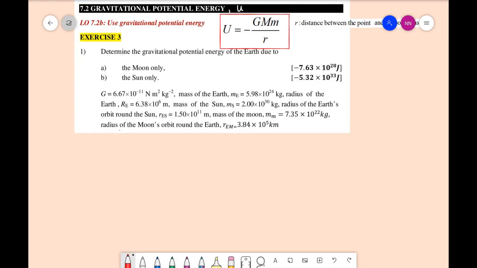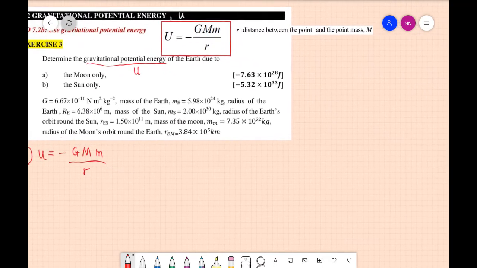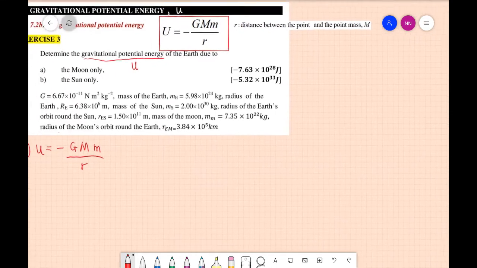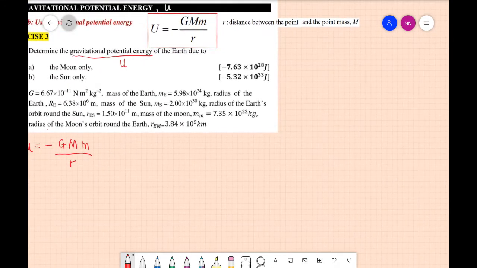Exercise 3, question number 1. Determine the gravitational potential energy U of the Earth due to the Moon only, and then B, due to the Sun only. For this question, we have to calculate U, the gravitational potential energy. So we have to use the formula U equals negative GMm over R, where R is the distance between the point and the point mass.